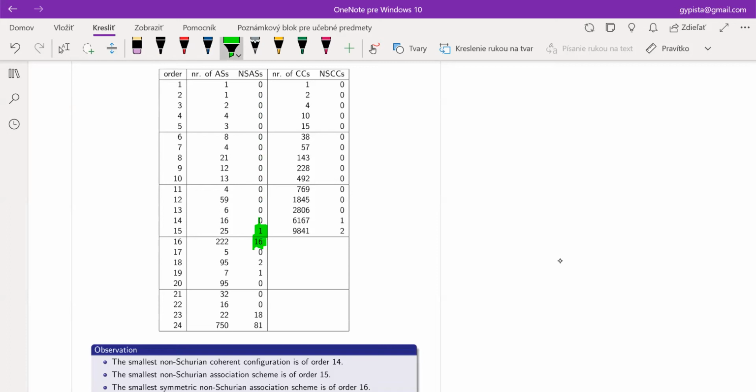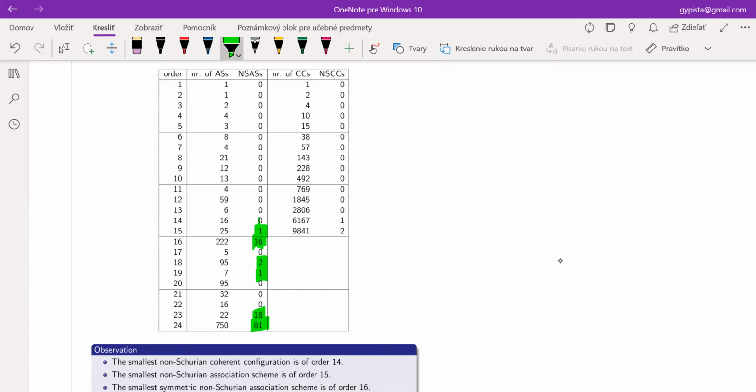After that, one can see that on order 16, there are 16 non-Schurian schemes, on order 18, 2, again, on order 19, just a single one, and starting from 23, 24, the number of non-Schurian association schemes is quite big. Not so big, but if one would like to take them into hand and to play with them, it is a lot.